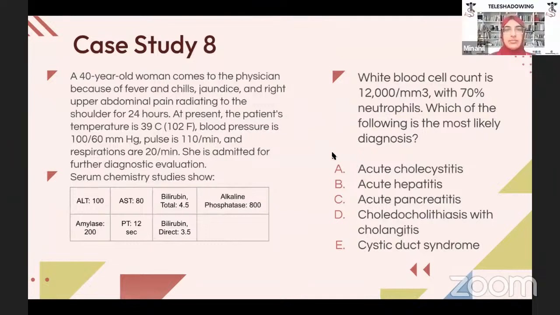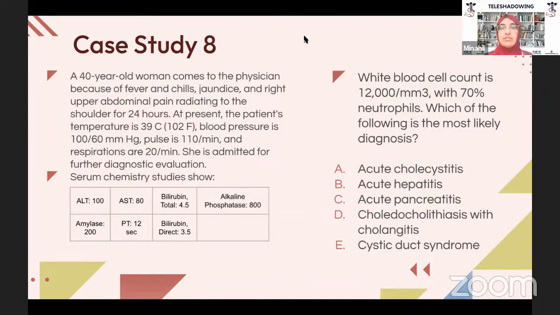A 40-year-old woman comes to the physician because of fever and chills, jaundice, and right upper abdominal pain radiating to the shoulder for 24 hours. At present, the patient's temperature is 39 degrees Celsius, blood pressure is 100 over 60 millimeters of mercury, pulse is 110 per minute, and respirations are 20 per minute. She is admitted for further diagnostic evaluation. Serum chemistry studies show ALT 100, AST 80, total bilirubin 4.5, alkaline phosphatase 800, amylase 200, prothrombin time 12 seconds, direct bilirubin 3.5.